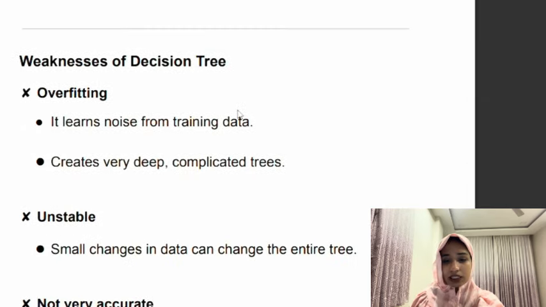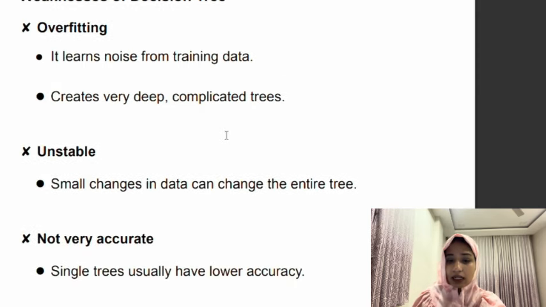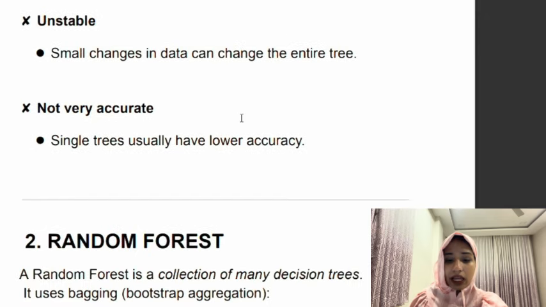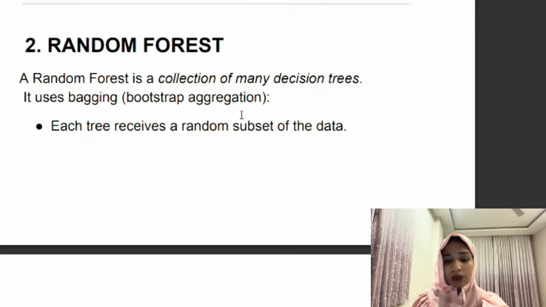Weakness of decision tree: overfitting. It learns noise from training data and creates very deep, complicated trees. Unstable, small changes in data can change the entire tree. And not very accurate, single trees usually have lower accuracy.